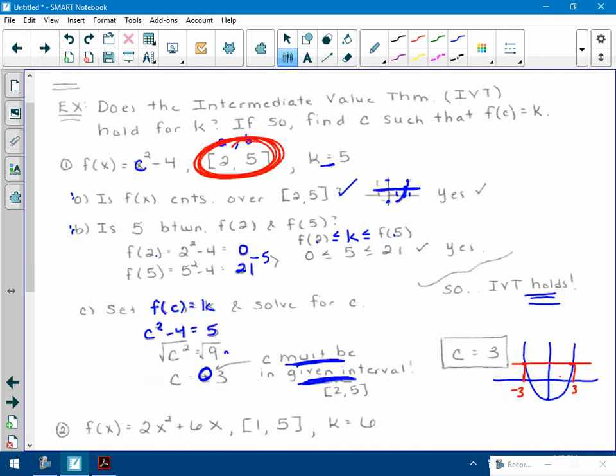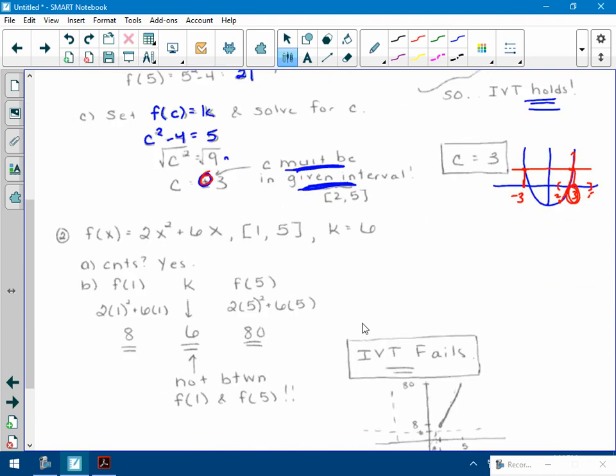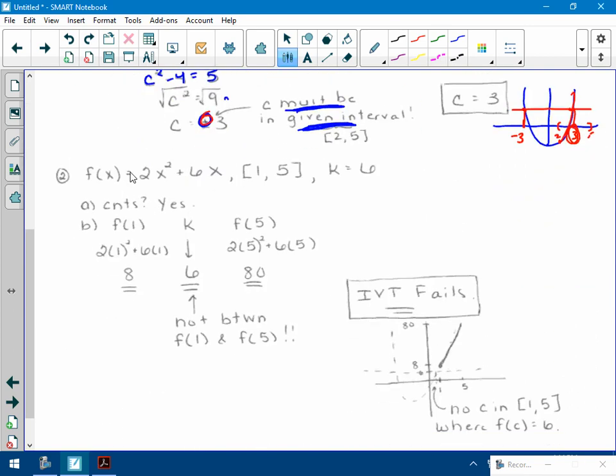So here's 2, here's 5. The value that's between them is positive 3. Okay, here's my second example. F of x equals 2x squared plus 6x on 1 to 5. I want to find k equals 6. Is it continuous? Obviously, it's a parabola. Check.